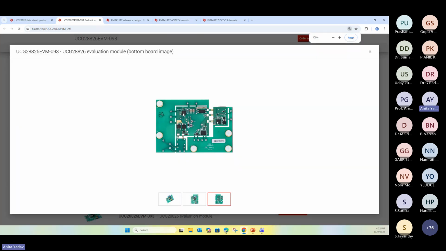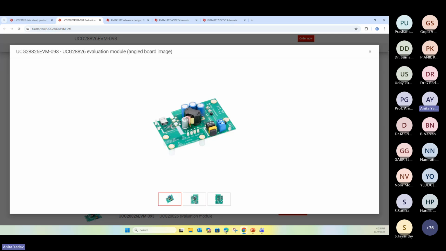here the UCC28826 device is sitting with its peripherals, and you can see that this is a 65-watt device with a very minimal number of components as compared to other converters available in the market. This is the optocoupler. These are your Y caps, basically safety rated caps. And then on the secondary side your USB PD controller circuits. This is the SR FET, this is the SR FET controller, and these are the HV pin diodes sitting here.